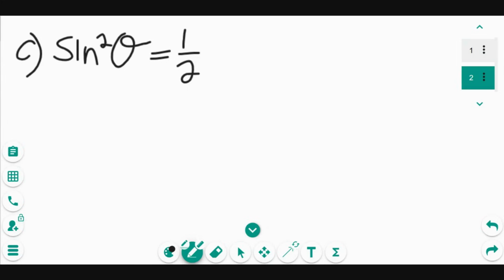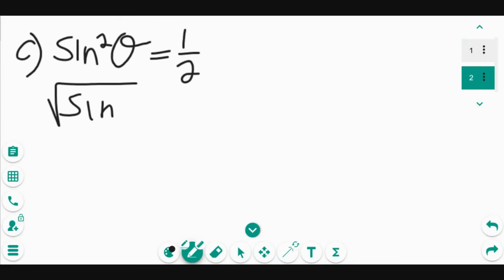The first step, of course, the first best step to do here is simply to take the square root. We don't want to work in the squares. We just want to work in numbers that are not squared. So when I take the square root on both sides, this is what I'll have.